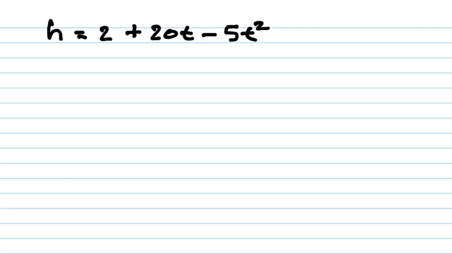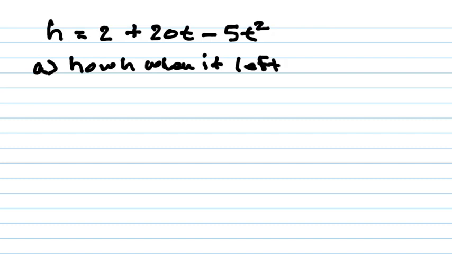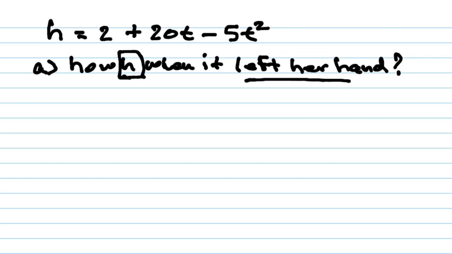So the first one, in A, they want you to know how far above the ground the stone was when it left her hand. How high when it left her hand. Now be careful, is this a where question or a time or a when question? Where, exactly. It's how high. We know when, right? When it left your hand.